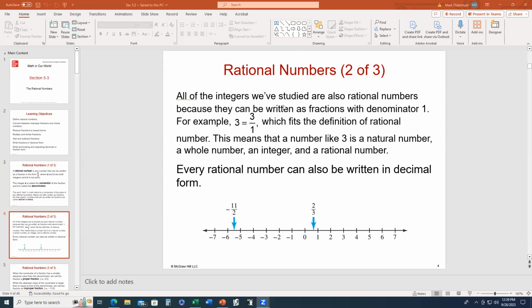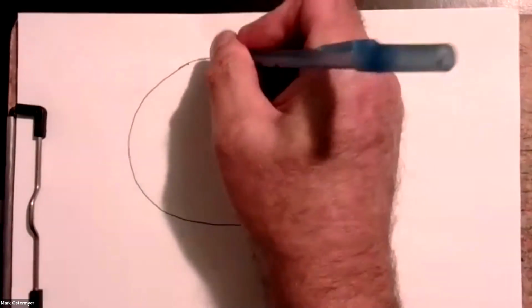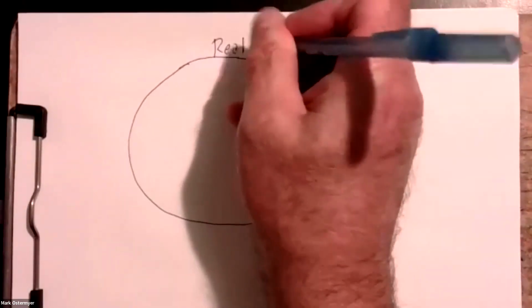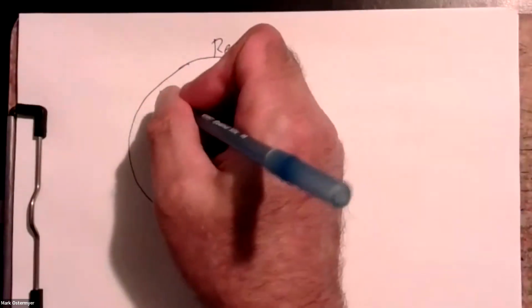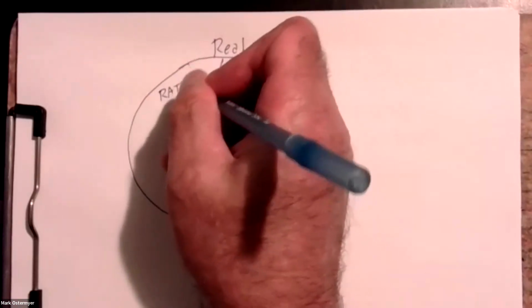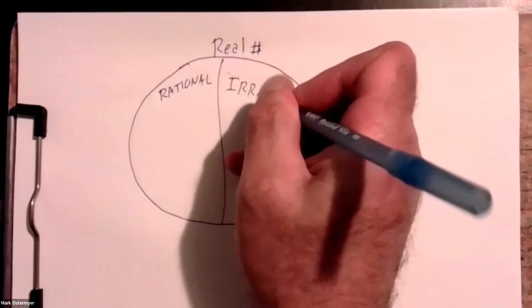Now, all of the integers that we've touched base with in the past are also rational numbers. And in fact, I want to show you this right now, the relationship between all the numbers that we'll work with in this course here. This overall set here is called the set of real numbers. We can partition the set of real numbers up into two smaller subsets. A subset consisting of rational numbers and a subset consisting of irrational numbers.